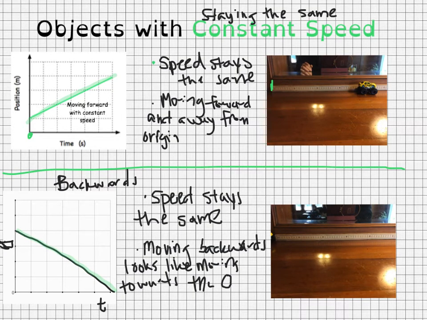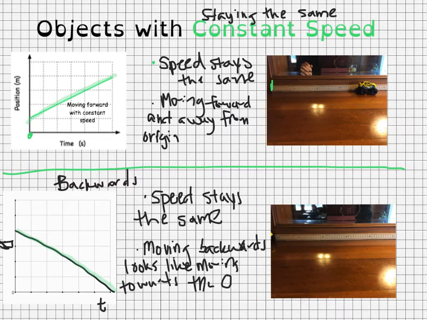So let's write out what happened. The toy car, where did it start? At 40 centimeters. So the toy car started at 40 centimeters and moved backwards at a constant speed to the 0 centimeter mark.